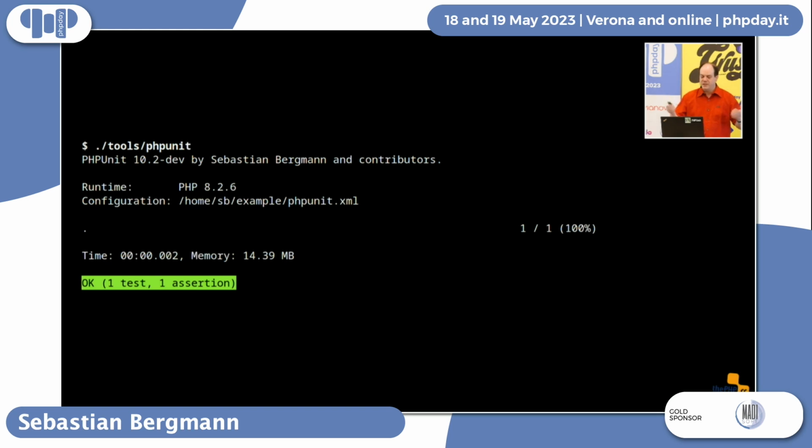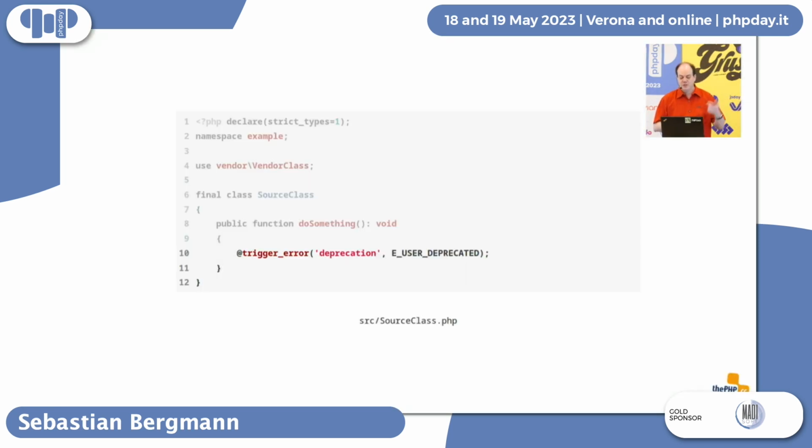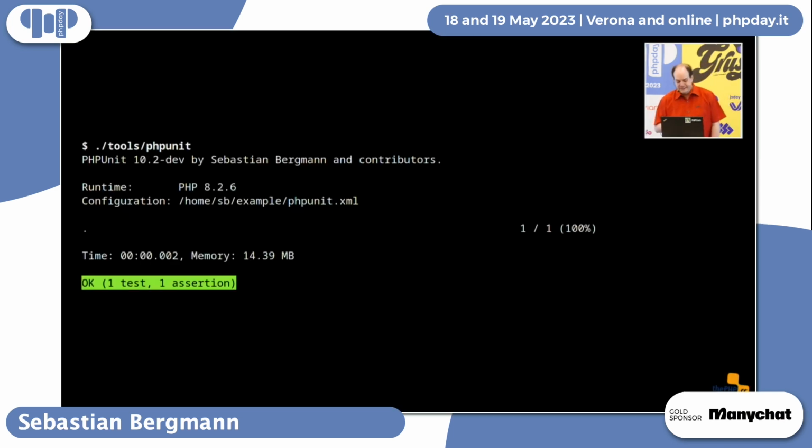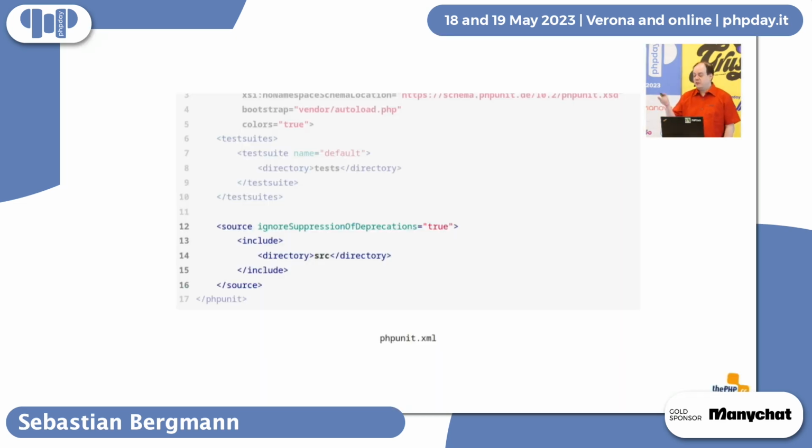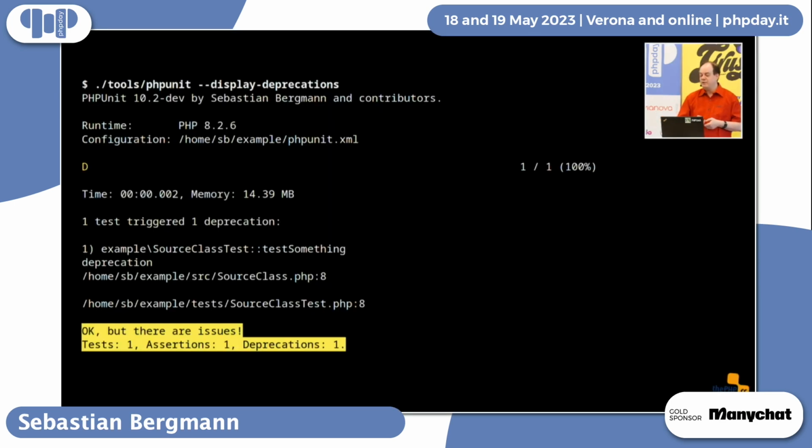You'll see a green bar. There is no deprecation because the trigger error function call is suppressed using the error suppression operator, and you don't see a thing. But in your XML configuration file, you can now say, hey, ignore suppression of deprecations, ignore suppression of notices, ignore suppression of warnings. And then you will get the deprecation.